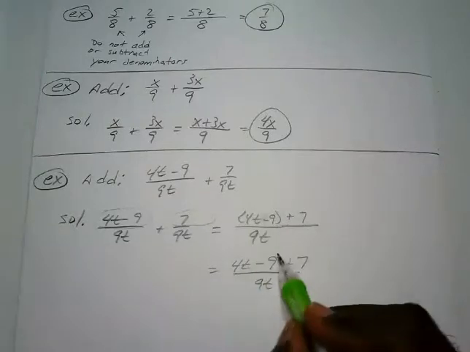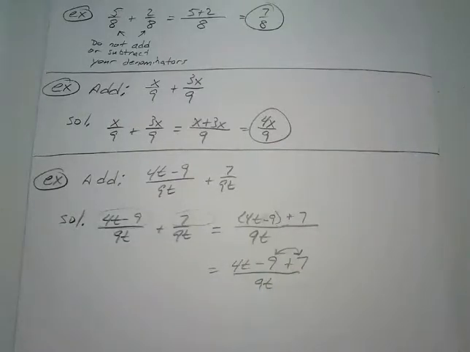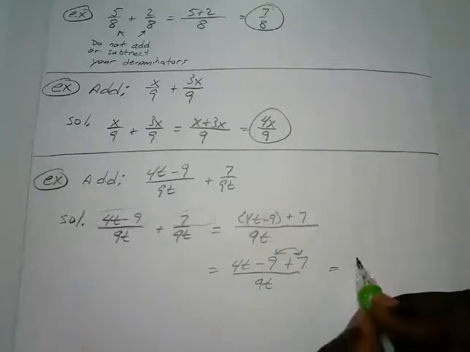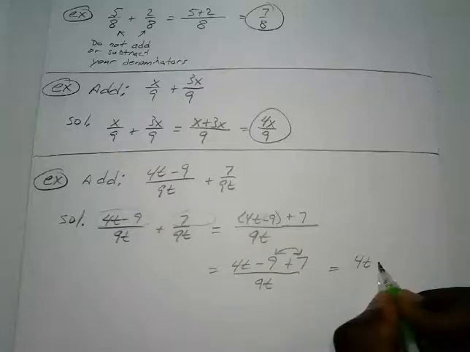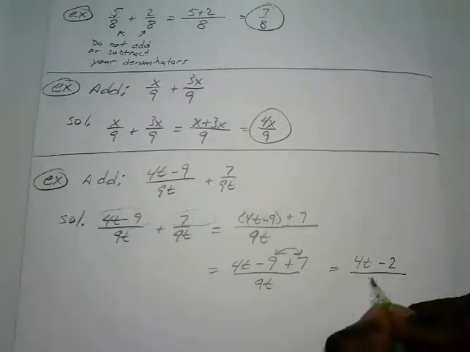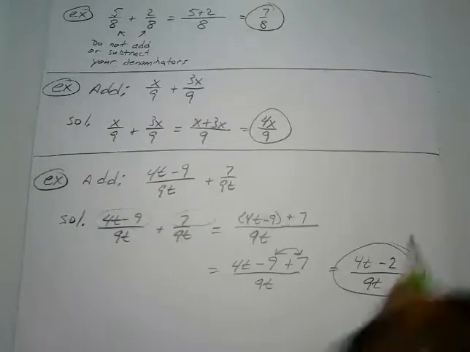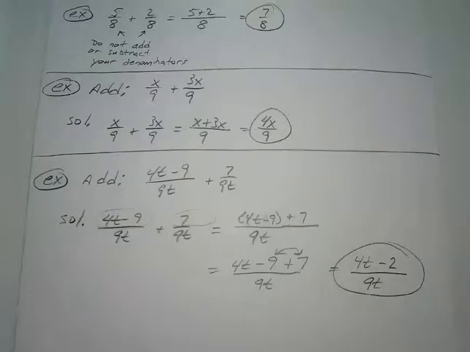So we can go ahead and combine those two terms. You have 4t, negative 9 plus 7 is negative 2, so 4t minus 2 all over 9t, and it doesn't simplify anymore, so that's your final answer. Unless you want to factor out a 2, which you can, but you don't have to.